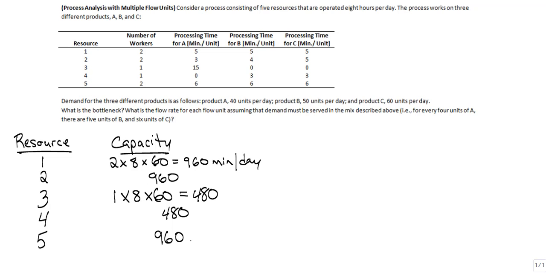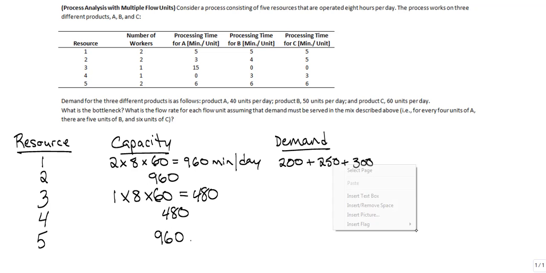Now let's determine the demand, or workload, of each of these resources. This problem states that demand is 40 units for product A, 50 units for product B, and 60 units for product C. Multiplying these demands times the activity times listed in the chart, we can determine the total demand at each resource. For example, at resource 1, it will take 200 minutes for product A, plus 250 minutes for product B, plus 300 minutes for product C. That's equal to 40 times 5, 50 times 5, and 60 times 5, the activity times for each of the products. That's a total demand of 750 minutes.